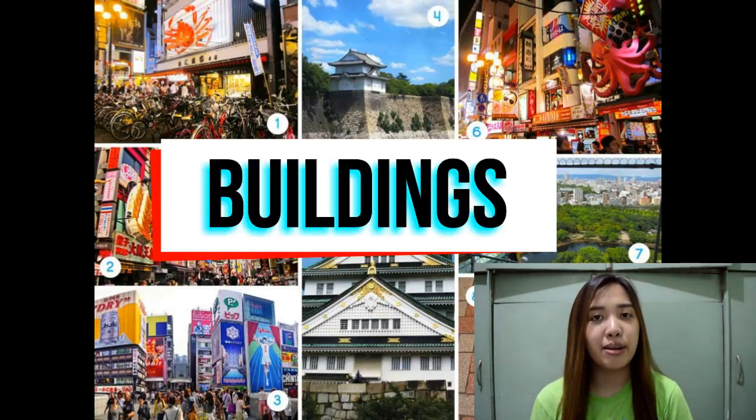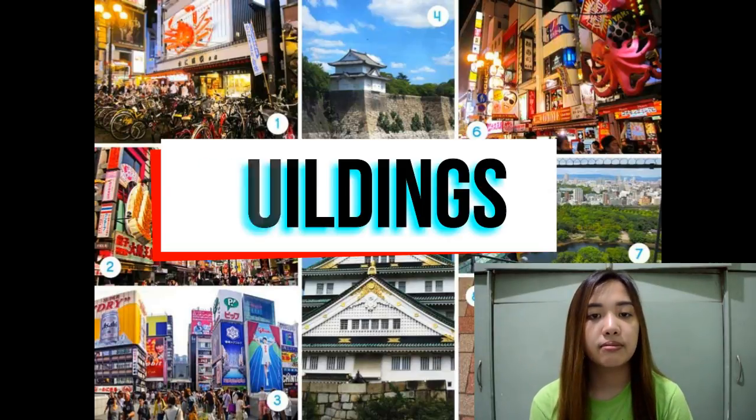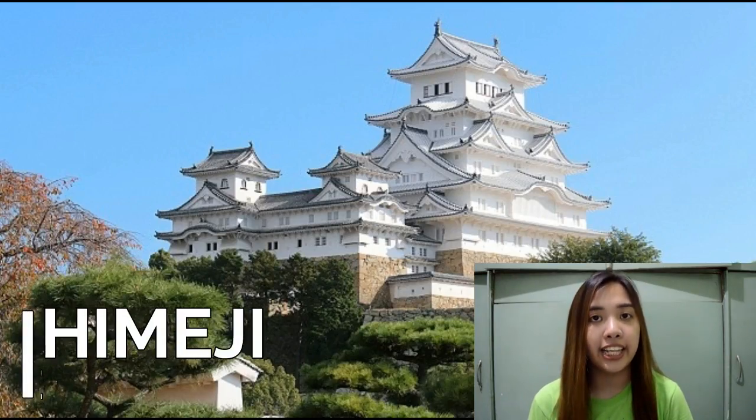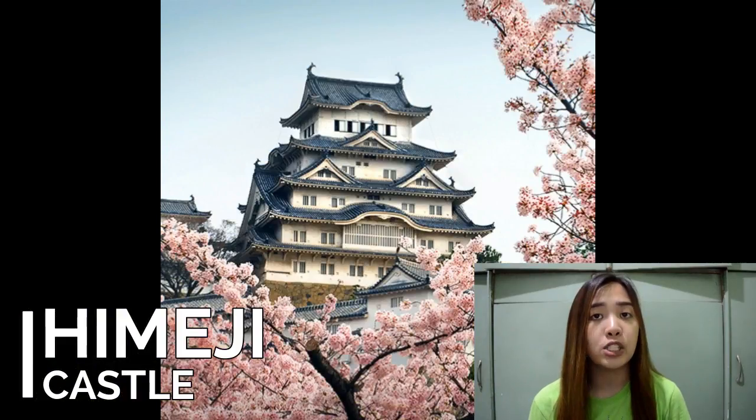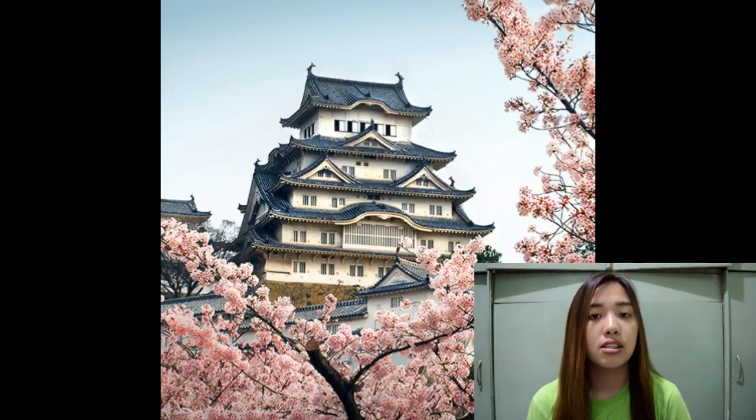Finally, here are the top 5 structures that you wouldn't want to miss on your Japanese tour. Himeji Castle contains 83 buildings made in wood. This great structure is also known as White Heron because of the white plaster that covers its walls.